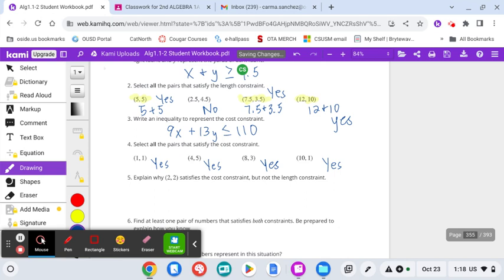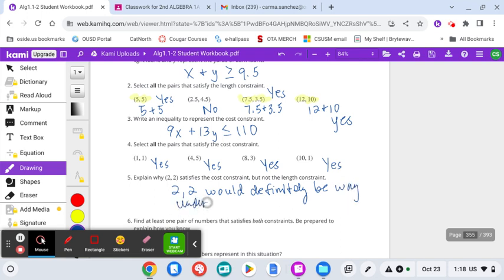So we can do the algebra, or we can just go look at the shaded region to see if it fits under our constraint. Why does 2, 2 satisfy the cost but not the length? 2, 2 would definitely be under budget. But it's just not quite enough fabric in order to make my quilt.